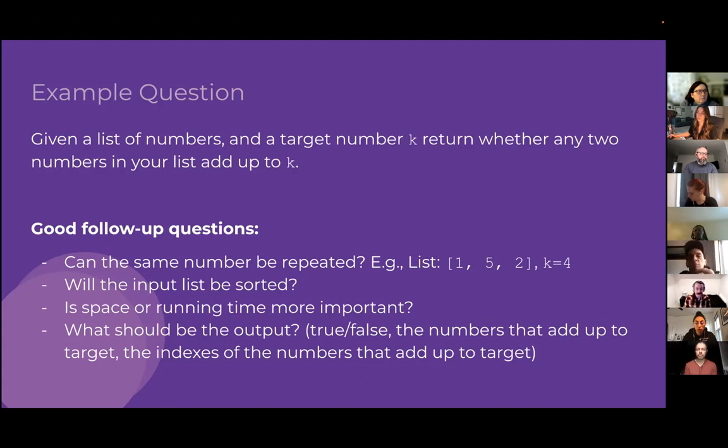And also asking what the output should be. So the problem doesn't really make it clear, right? So asking some questions around how that should be outputted, like should it just be true or false if a match can be found, or should it be the numbers that are adding up to the target, the indexes of the numbers, etc. Usually the interviewer will have an idea of what this should be, or if it doesn't matter, they'll just tell you that it doesn't matter, and you can just make a decision and move on.